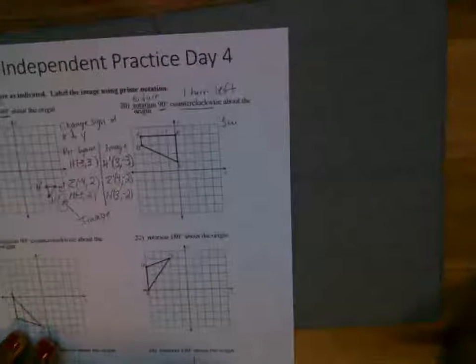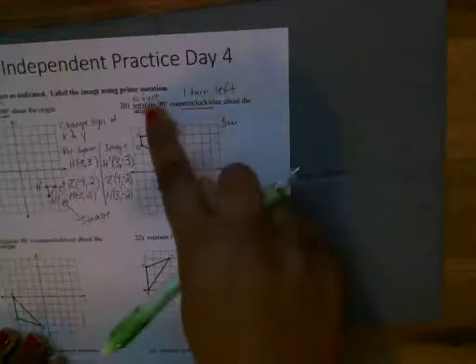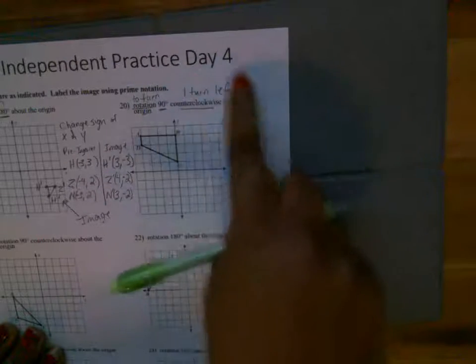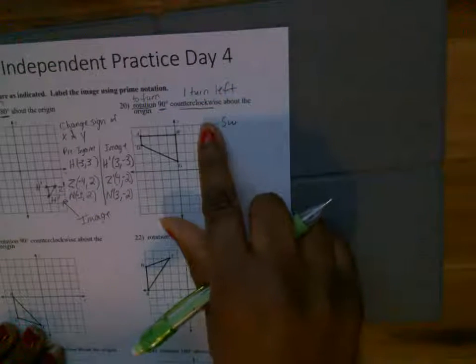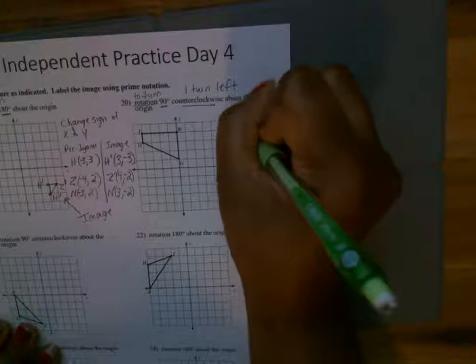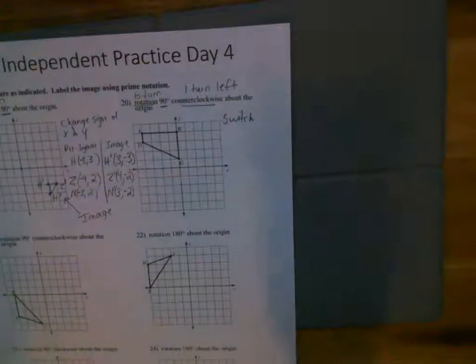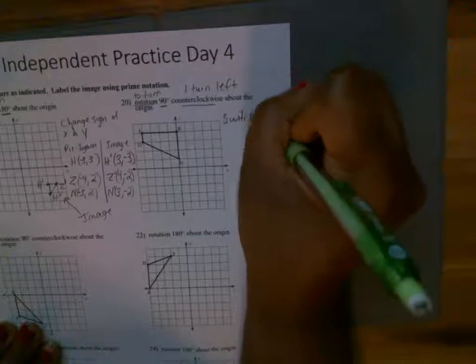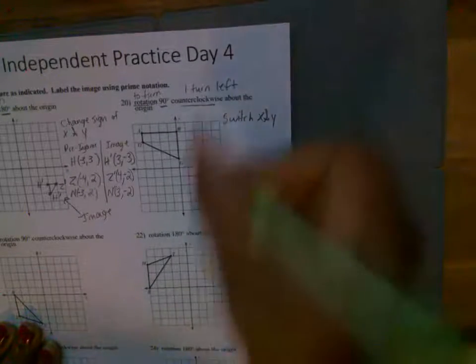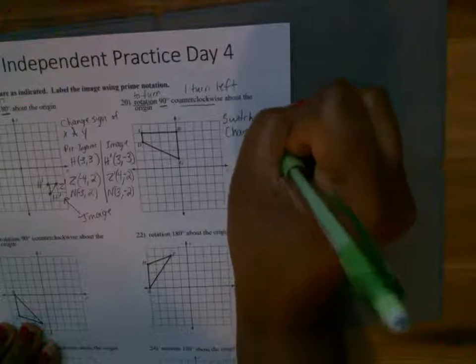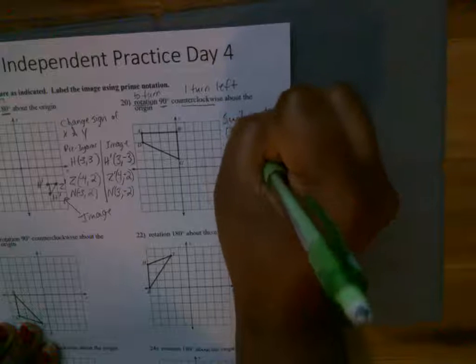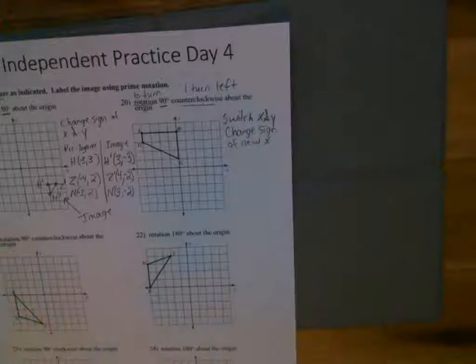Resume recording, sorry. Okay, so again, we are going to do rotation, 90 degrees. That's going to be one turn to the left. So the rule for that, remember, we got that from our notes page, is to switch X and Y. So we're switching those. And then we're going to change the sign of the new X. And we got that from our rule sheet.